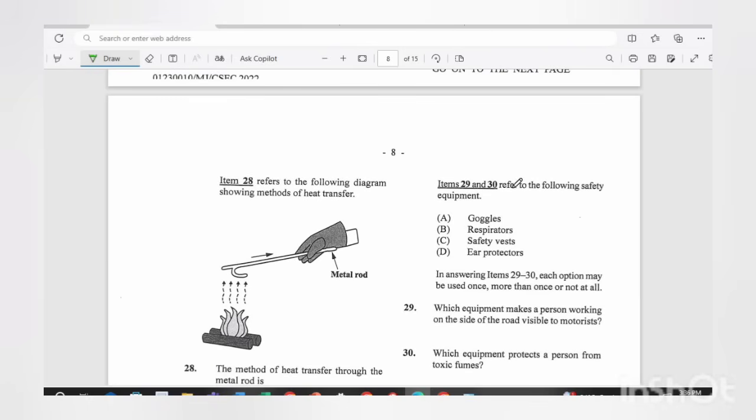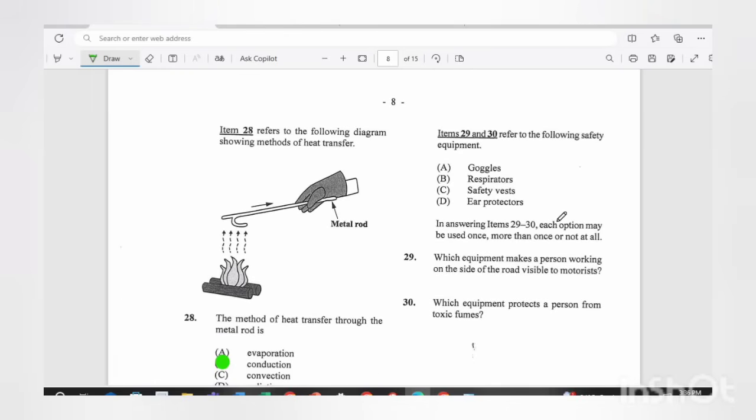Items 29 and 30 refer to the following safety equipment. We have goggles, respirators, safety vests, and ear protectors. In answering items 29 to 30, each option may be used once, more than once, or not at all. Question 29. Which equipment makes a person working on the side of the road visible to motorists? The answer there would be C, safety vests.